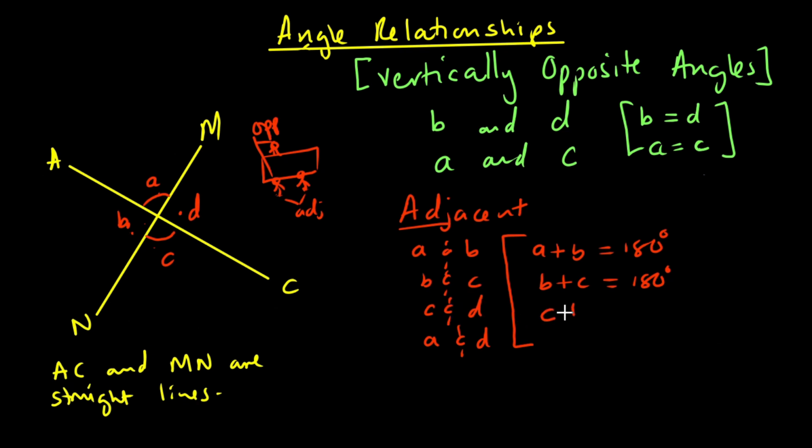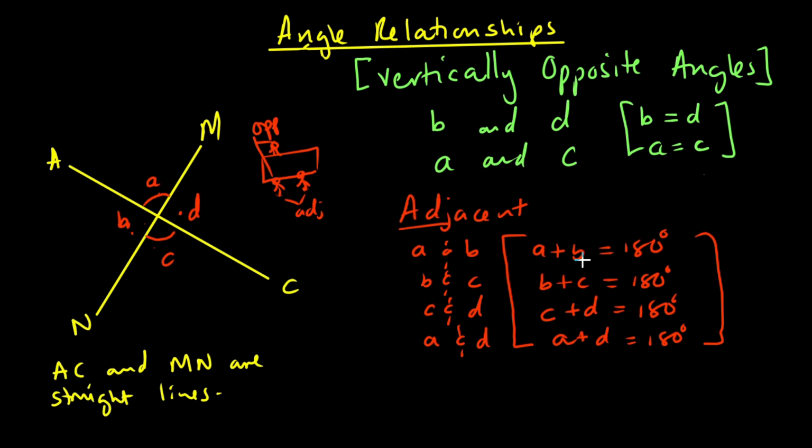Then C plus D are also adjacent. Why? Because they are also on a straight line. They are also adding up to 180. They are supplementary because they are adjacent angles on a straight line. That's the same with A plus D. They are also supposed to give us 180 degrees. Why? Because they are adjacent angles on a straight line.